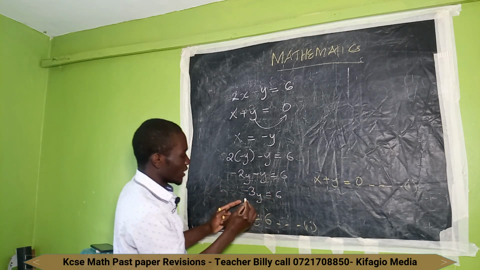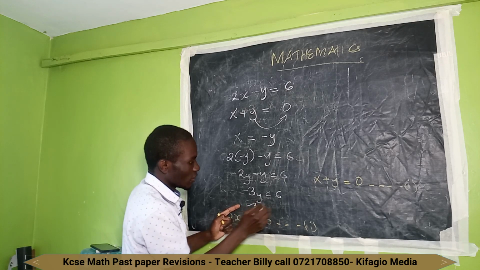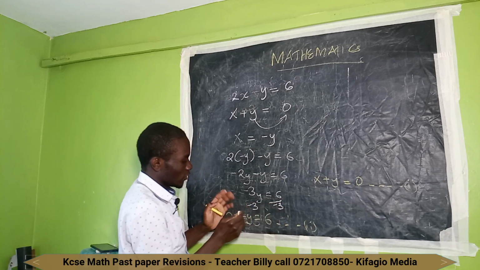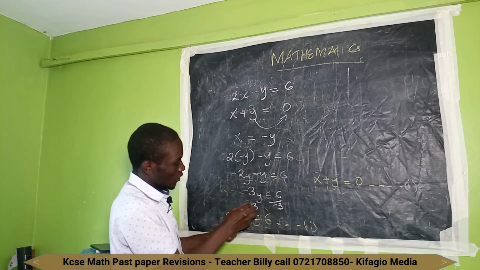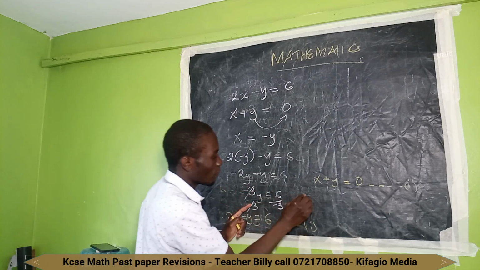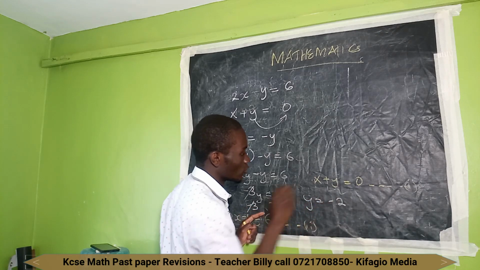Therefore, what is your y? Divide this side by minus 3. Also divide this side by minus 3. This one is an equation. Whatever you do to the left hand side, also do the right hand side. So this one and this one will go. We'll have y is equal to minus 2.